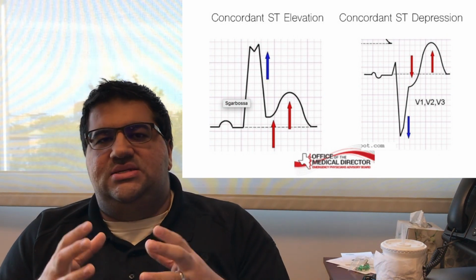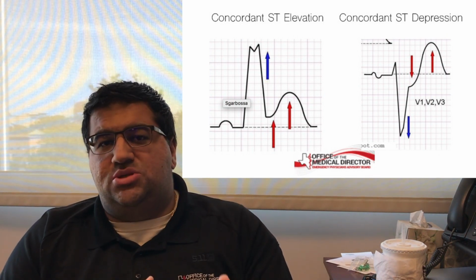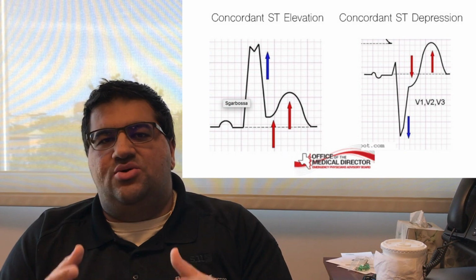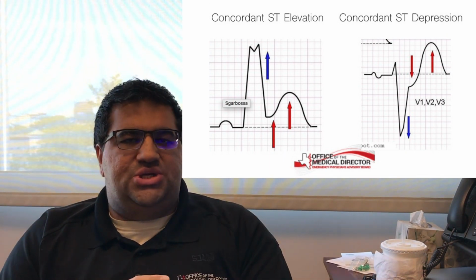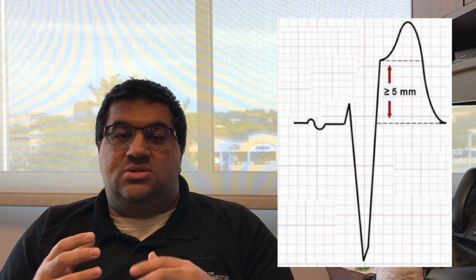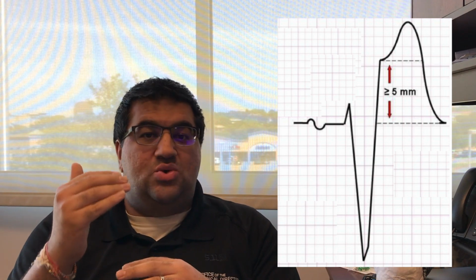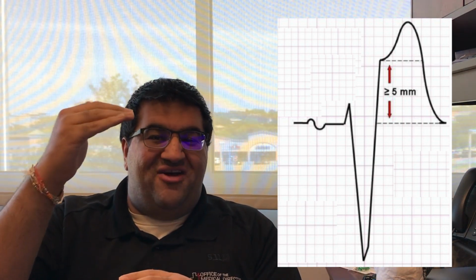So again, if you have concordant movement, the ST segment is going in the same direction as the QRS complex in a left bundle or a pacemaker, that's STEMI criteria. Or extreme discordance, the ST segment is going in the opposite direction of the QRS for more than 5 millimeters, one big box, or better, greater than 25% of the height of that QRS complex, that should also trigger you to activate a STEMI alert.